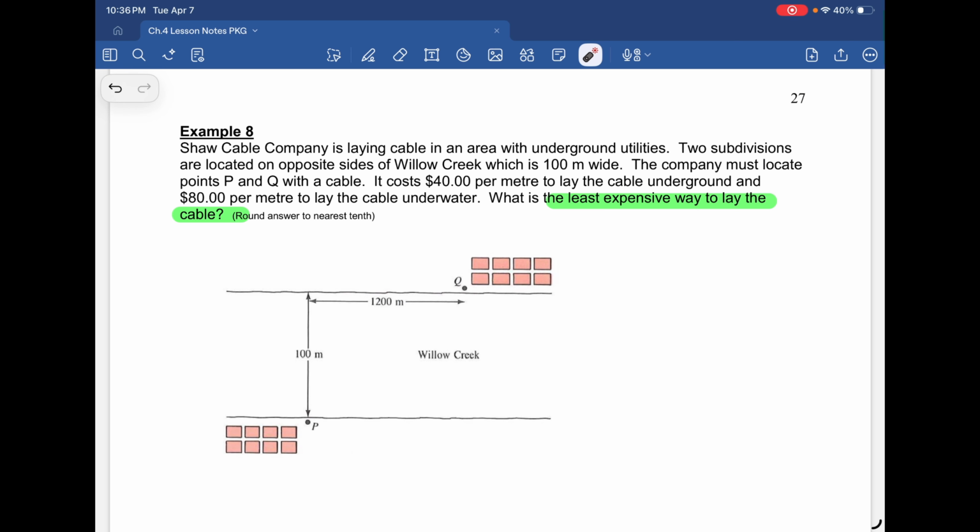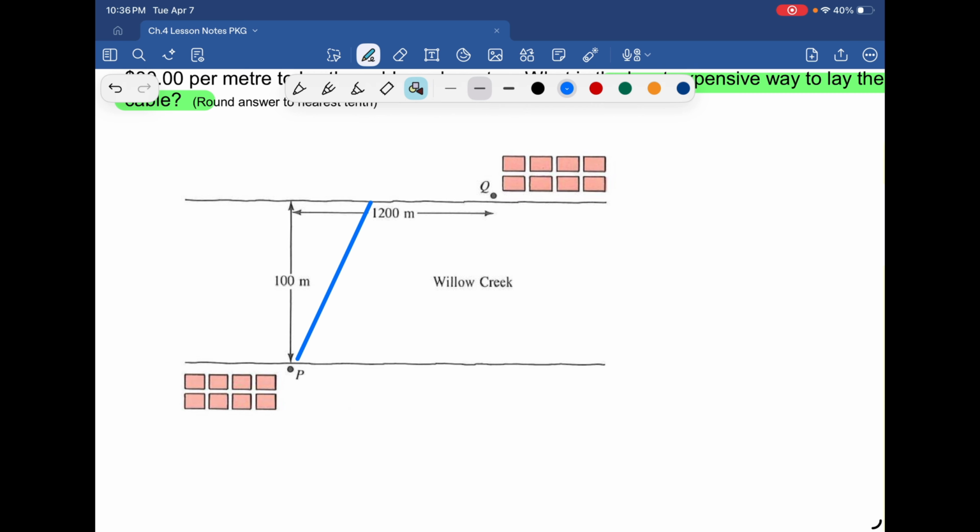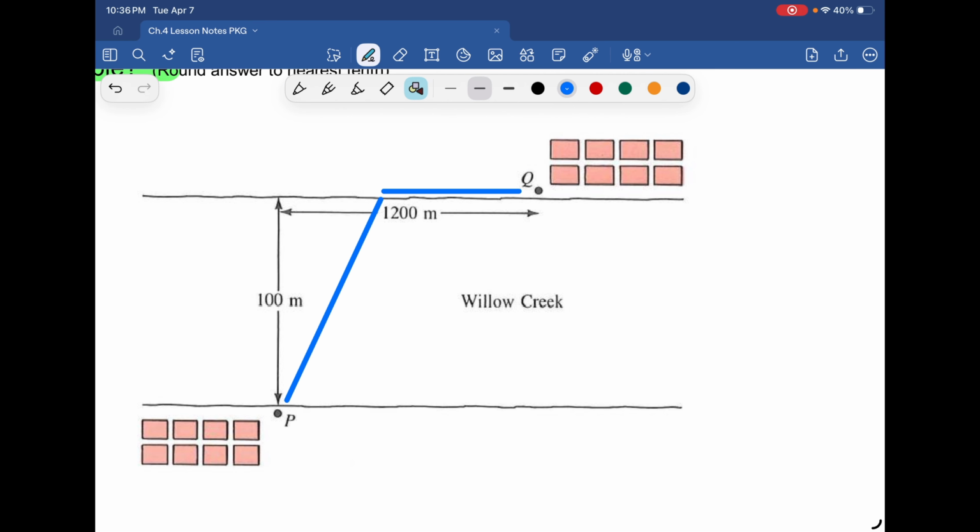So clearly, we wouldn't want to go directly this way and then directly this way, because then we would be using a lot of material both ways. And we wouldn't want to go directly under the water either, that'd be very expensive. So what we're going to end up doing is the following. We want to go a little bit underwater, and then we want to go a little bit on land. That would be the ultimate end goal here. And I'm going to use arrows on the end just to indicate what the pathway is.